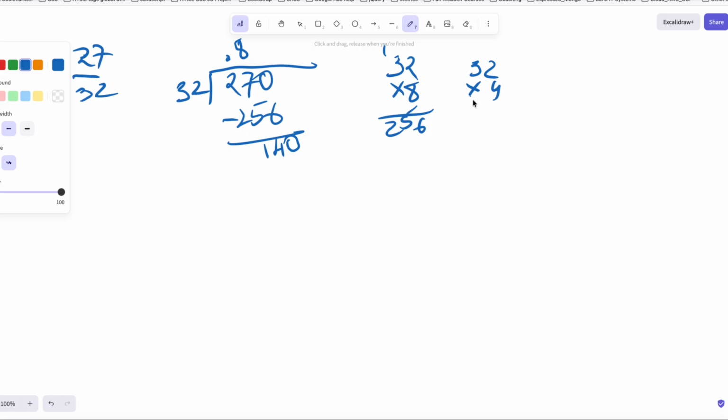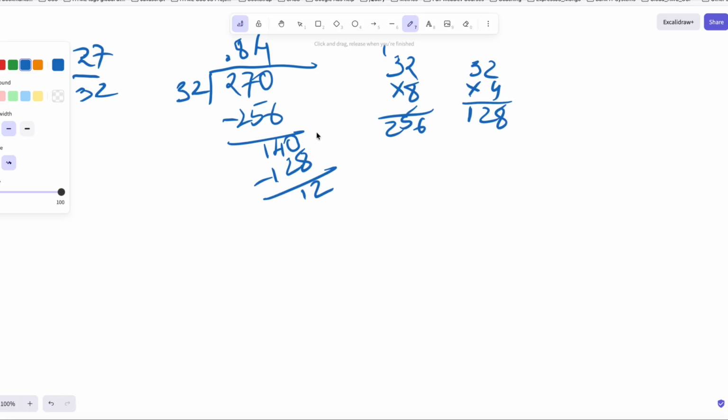32 times 4 will give you, not 136, it'll give you 8 here and 128. And that works, because if you do 32 times 5, you're going to definitely go past 140. 32 times 5 will give you, I think, 160, right? So that's higher than 140. So the number that you use to multiply 32 with is 4. And you get 128, right? So what's the answer? It's 12.